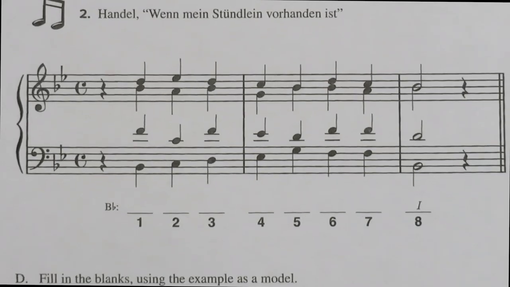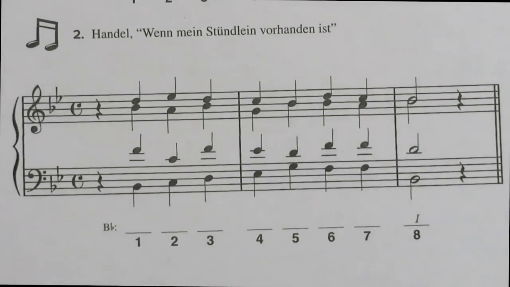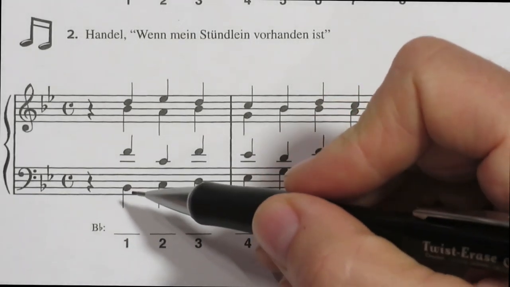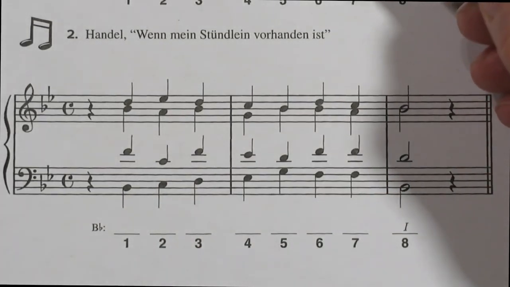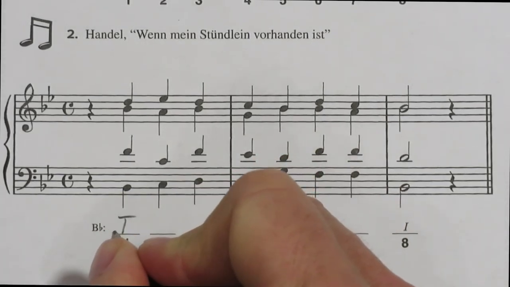Now, if we move on to part D, 2 C, we have another section of this song. So we're still in the same key. All right. Now, number 1, B flat, F, B flat, D. Same chord as here. So that'd be a 1 chord.